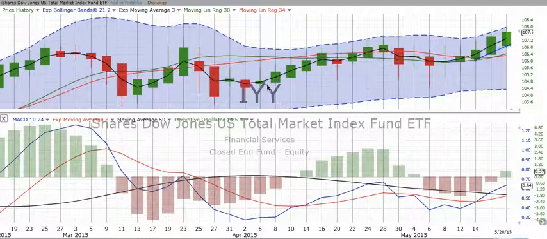What are we looking at here? This is IYY, the Total Market Index Fund. We see that over the last 6 days, these are two-day candlesticks.